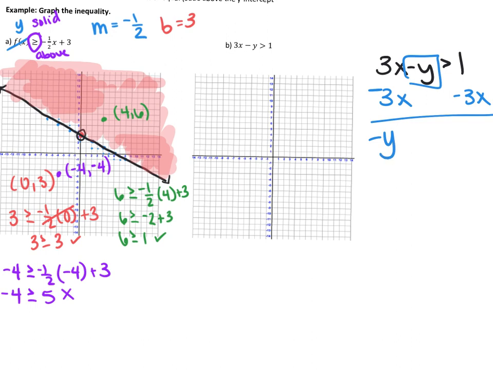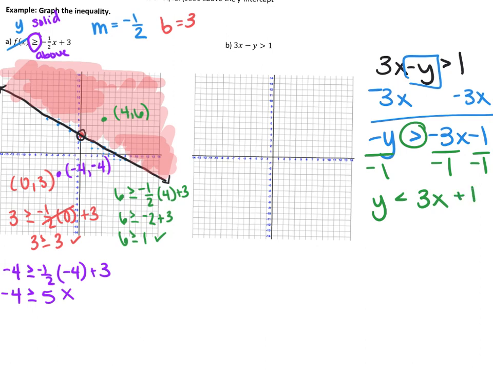So I get negative y is greater than or equal to negative 3x minus 1. Well, I want this to be positive, so I'm going to divide by negative 1. Anytime I divide by a negative, though, I need to flip the sign. So that's y is less than 3x plus 1. Looking back at my sign, this says that it is a dashed line because it's not including the boundary. It also says to shade below because we are less than.